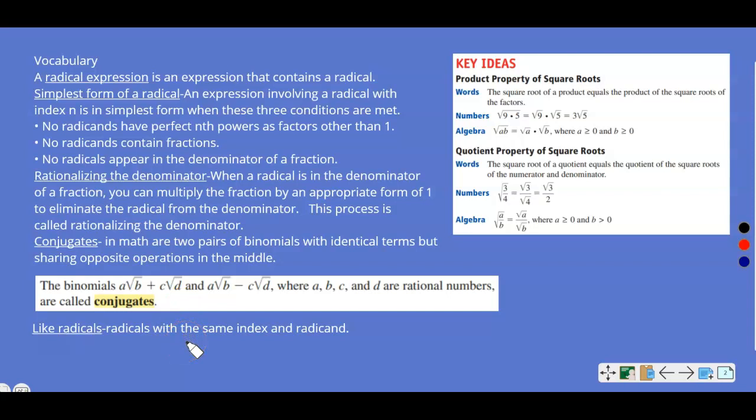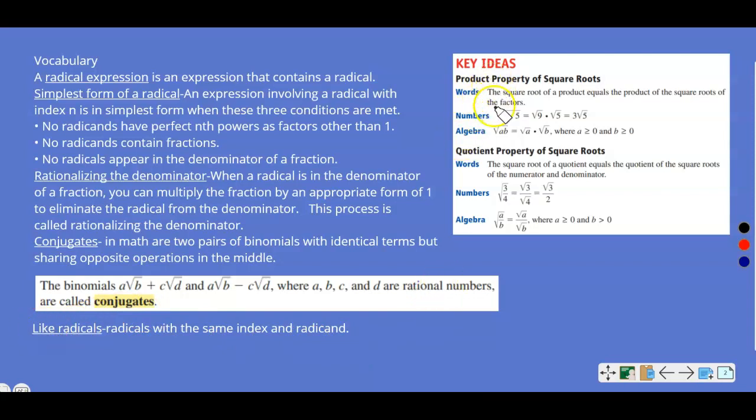Like radicals means radicals with the same index. So if you have a square root and a square root, you can multiply those. If you have a cube root and a cube root, you can multiply those, but not a square root and a cube root.